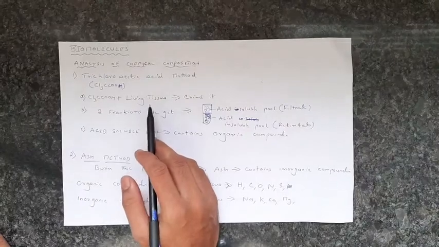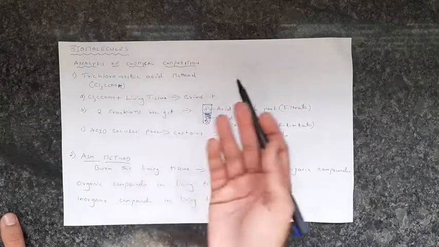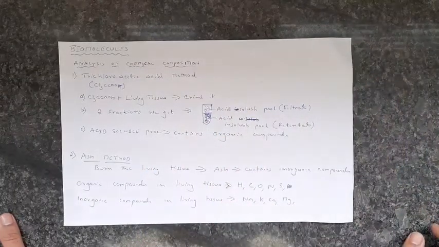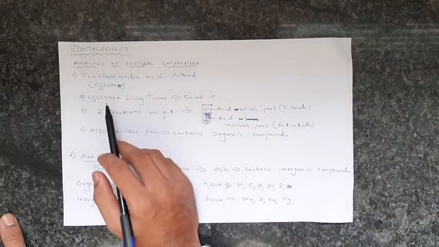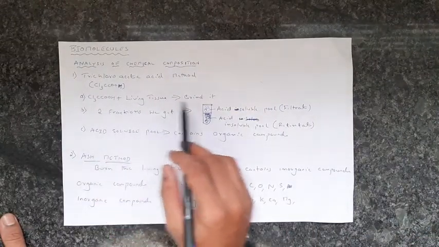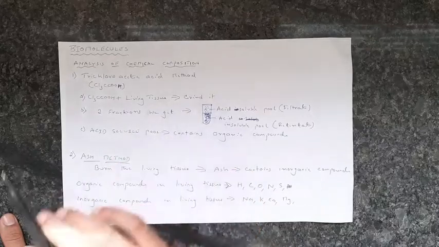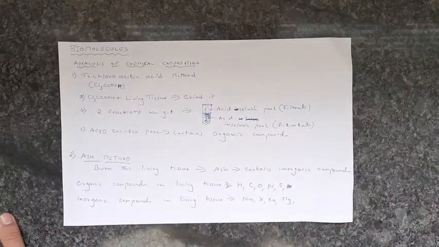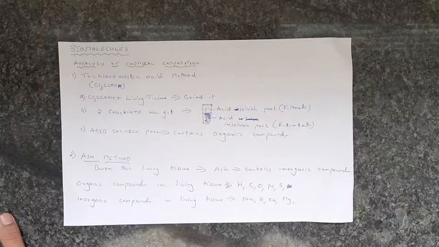What you have to do is take a living tissue, any tissue from a living organism, mix it with trichloroacetic acid, grind it, and filter it. You just filter it and you get two fractions.